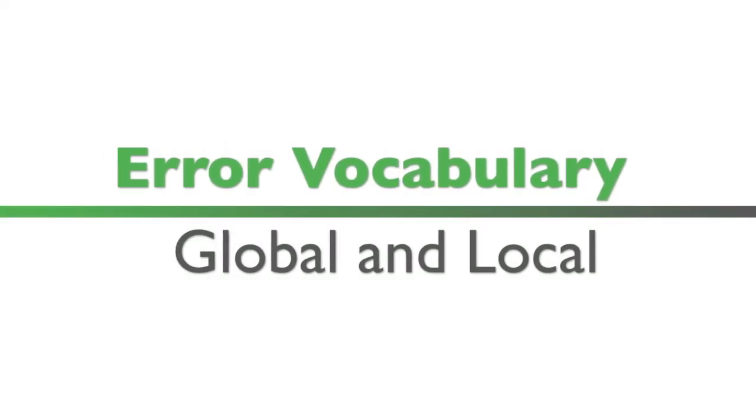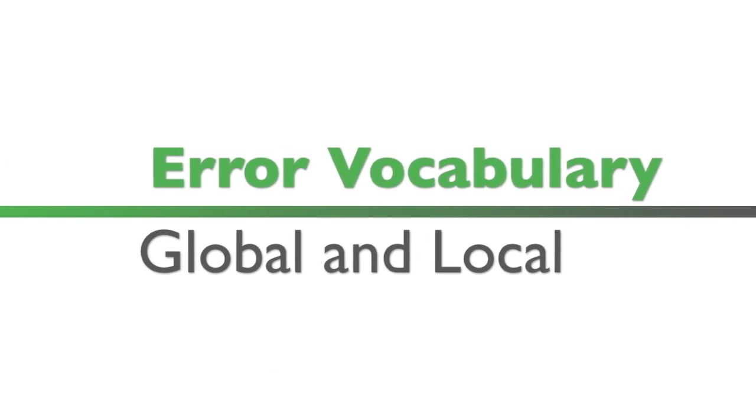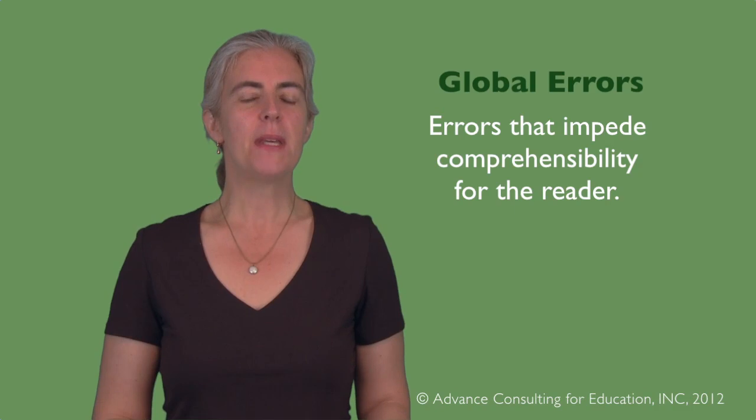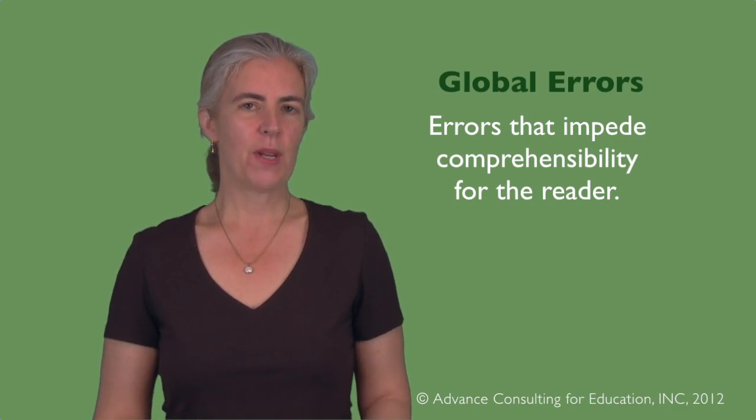Alright, so now I want to talk to you about different types of errors then that students can make. And so the vocabulary that I want to discuss with you, there are 4 different vocabulary words that will help us talk about them. So students can make global errors or local errors. These are the first 2 terms I want to introduce. The global errors are errors that create huge problems for the reader. Essentially, we say that they impede the comprehensibility for the reader.